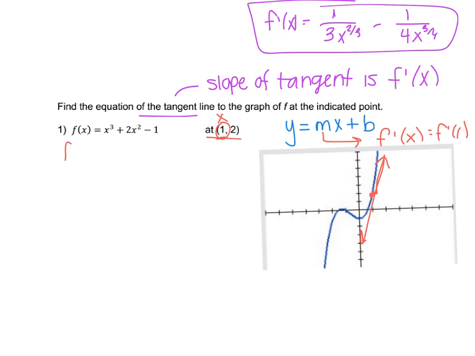So let's find f prime of x. We can apply the power rule and get that the derivative of our function is 3x squared plus 4x to the first plus 0, because the derivative of -1 is 0. So this is our derivative, but I want to know the slope. That would give me m for the equation of our tangent line. So I'm just going to plug in 1 for that.